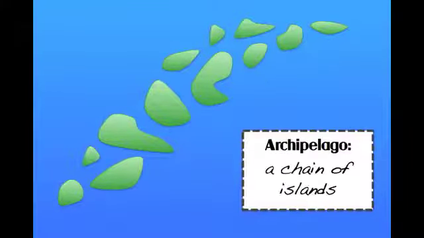Now, there's a geographic term that's used to describe this phenomenon, and that is an archipelago. An archipelago means a chain of islands. And that is definitely a term that you need to know when you're studying the geography of Japan.